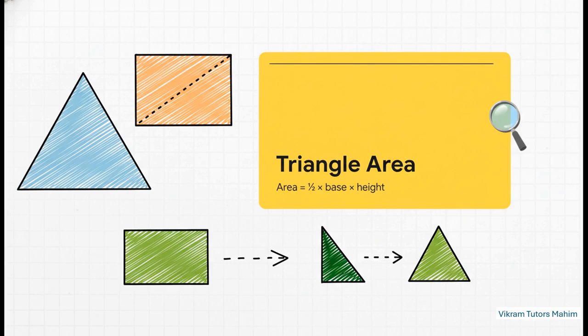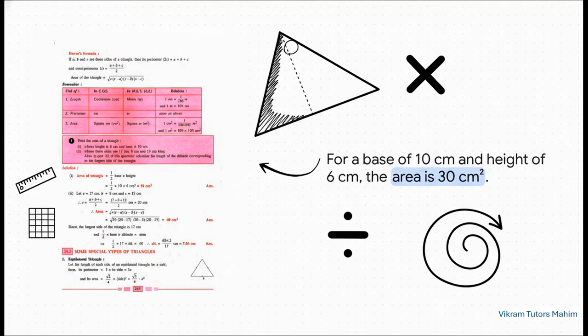So why 1/2? Well, think about it. A triangle is basically a rectangle, or a parallelogram, that's been sliced perfectly in half. So it just makes sense that its area is exactly half of that, right? Let's put this formula to the test with a quick example. Okay, say we have a triangle with a base of 10 centimeters and a height of 6. We just multiply those together, which gives us 60. Then slice that number in half, and bam, you've got your answer, an area of 30 square centimeters. It really is that straightforward.